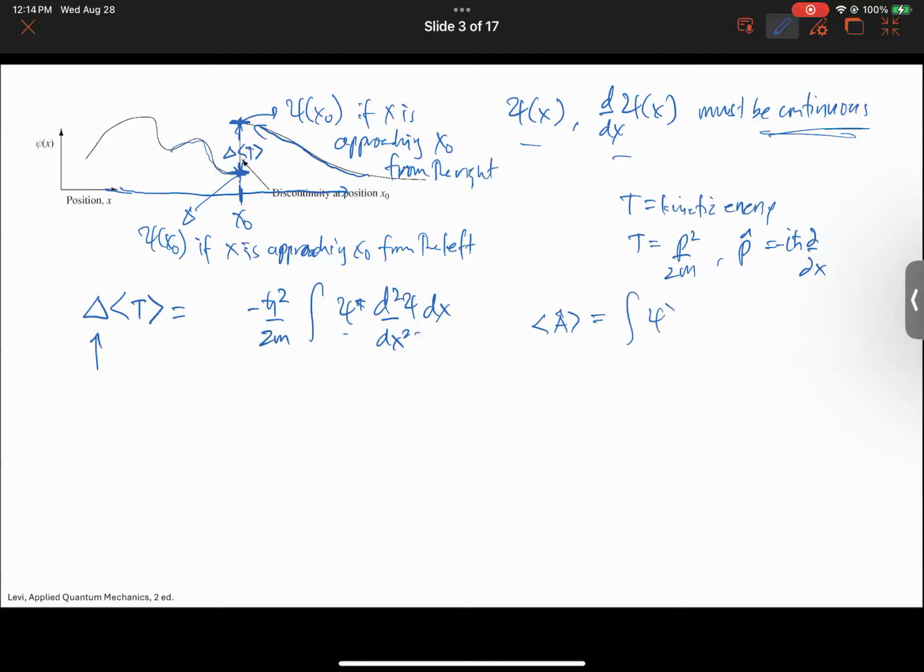written as psi star operator psi dx. Okay, and in this case, yung operator ay yung A. So ito yung operator, yung kinetic energy, and yung operator na P squared is written as this. Okay, so kaya meron ganyan. Kaya ganyan siya nakasulat.